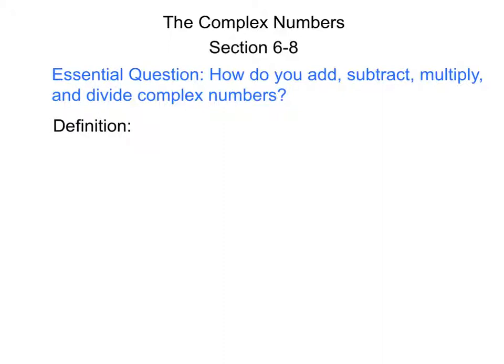First, we will want to determine what the definition of a complex number is. A complex number is a number of the form a plus bi, where a and b are real numbers.